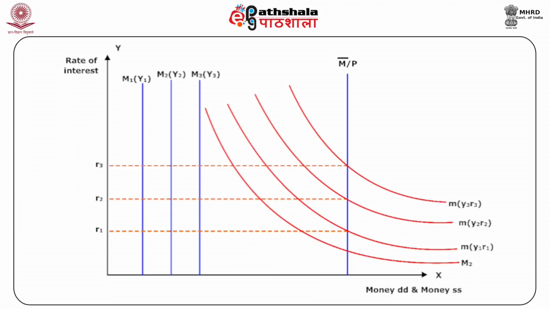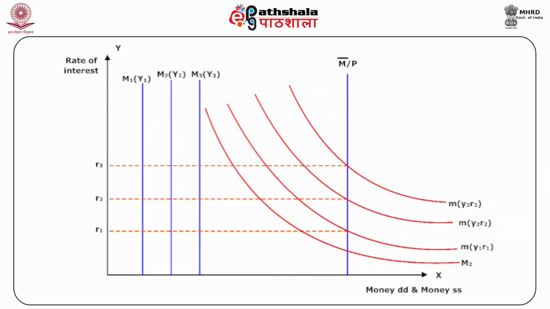Now, the real supply of cash balances is M bar, which is constant, nominal money supply is constant, divided by P is the supply of real cash balances. This should be equal to the demand for real cash balances, which is given by small m. This is our equilibrium equation number 8.